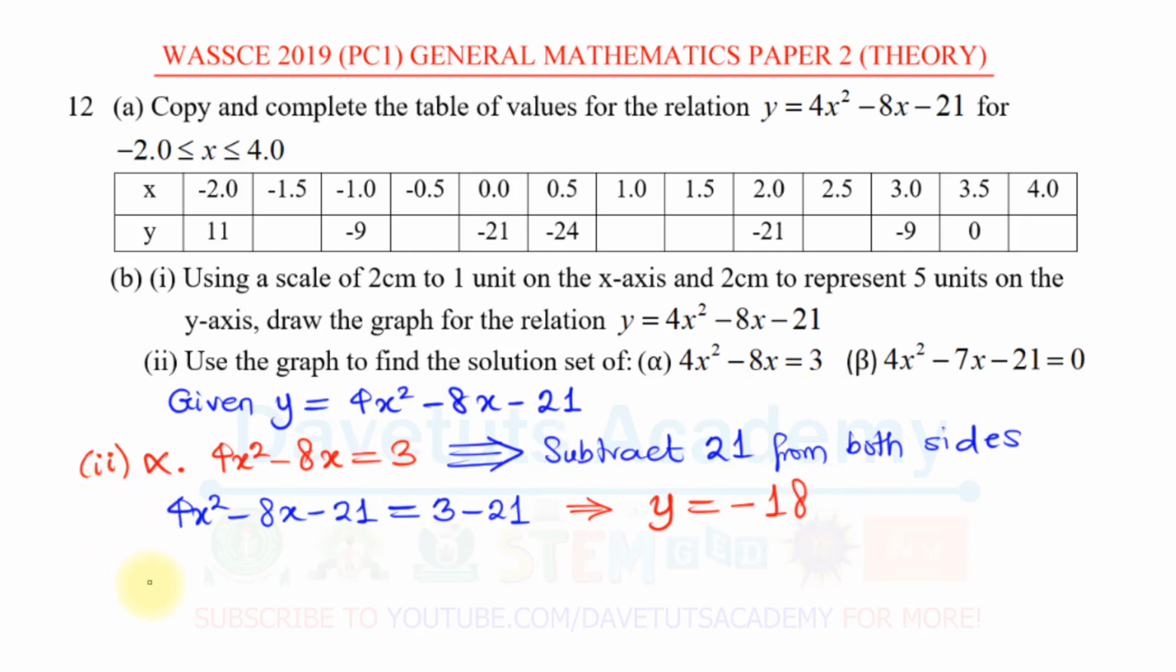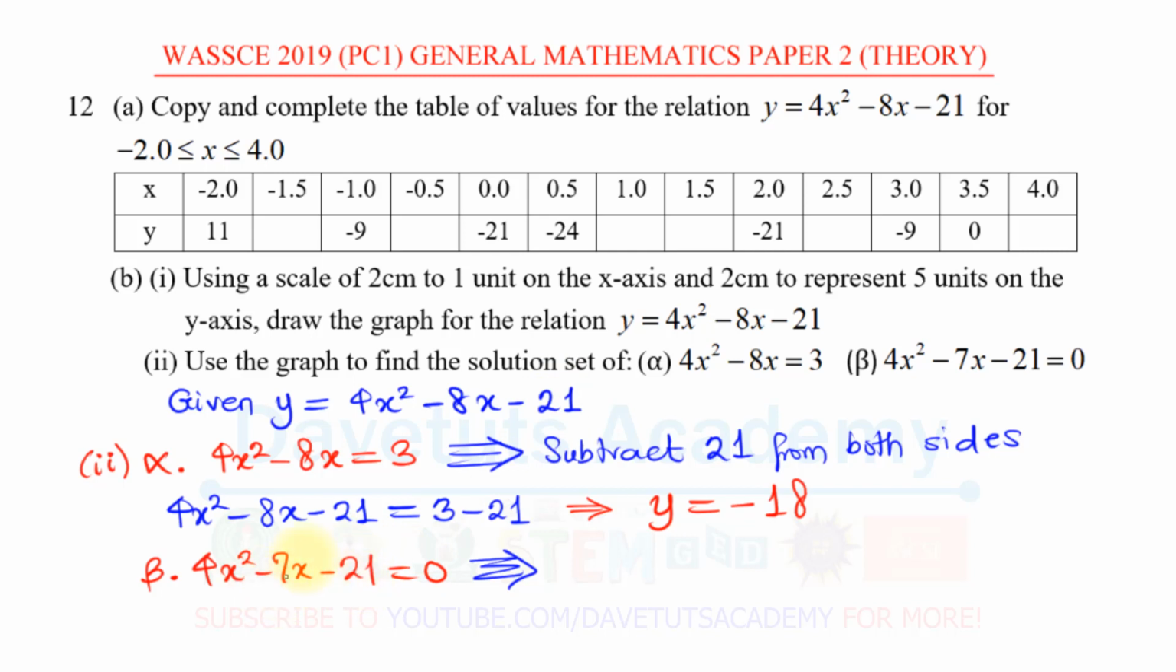Let's do this beta, in which now we are given 4x squared minus 7x minus 21 is equal to 0. Again, we are looking for a means of translating this equation to reflect y, which was the original equation that we are working with. And if you look at it critically, the first term, 4x squared, this is also 4x squared. Those are the same. The last term, minus 21, this is also minus 21. Those are also the same.